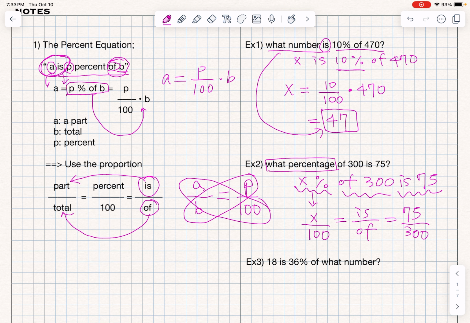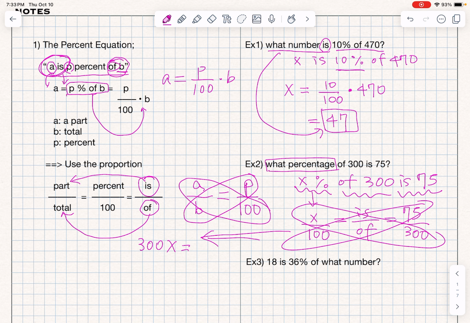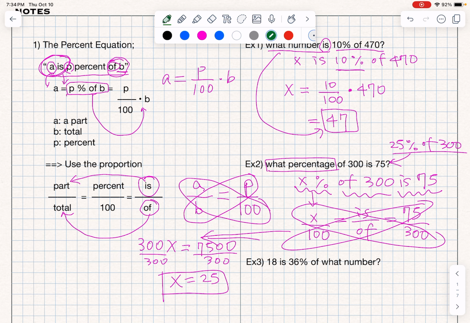So you can change it to the cross multiply, which is, I'm going to write it here, 300x equal to 100 times 75 turns out to be 7,500. And then you divide by 300 on both. So divide by 300, divide by 300, x become 25. So what percent is that? 25% of 300 will be 75. That's what it is. And I'm going to change the color to the green.